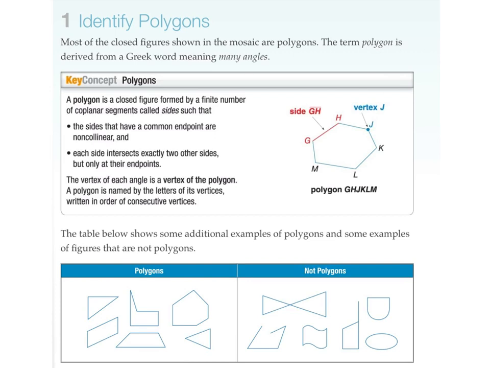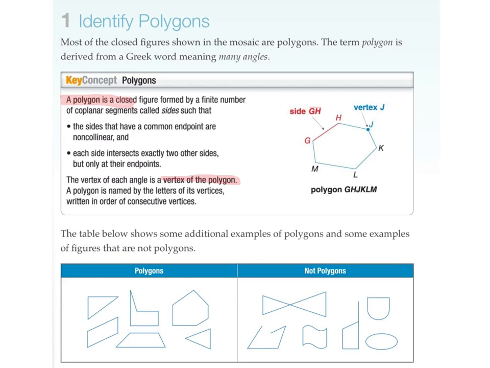So looking at the vocabulary to start off with, the first one is the polygon. Okay, so here is the information that will tell you what a polygon is. It's a closed figure formed by a finite number of coplanar segments called sides. It goes on to explain a little bit. We've already talked about vertex, but the vertex of a polygon is obviously the vertex. If you look at the diagram, it's looking at vertex J. So get used to these new vocabularies. Try and look at the definitions of them. Use them all the time.